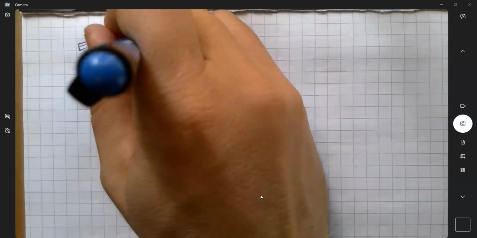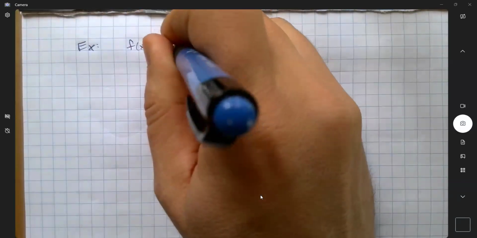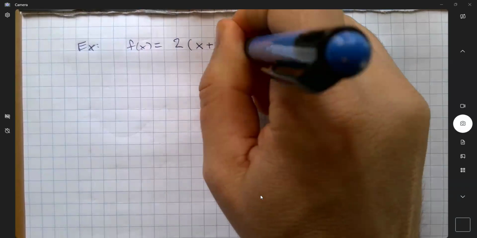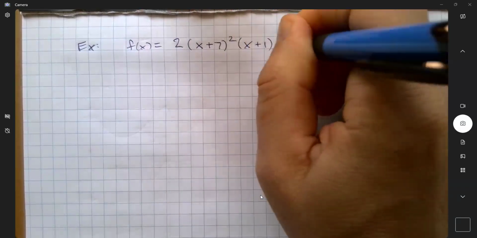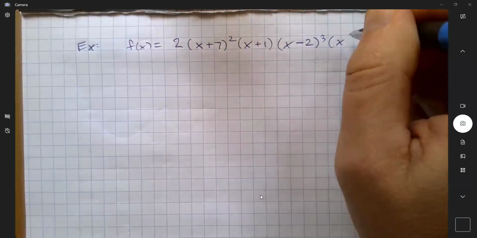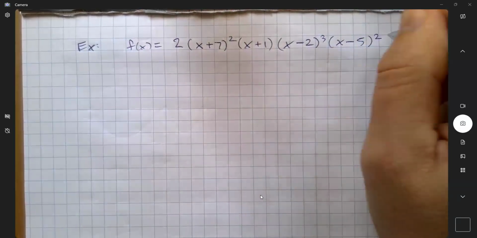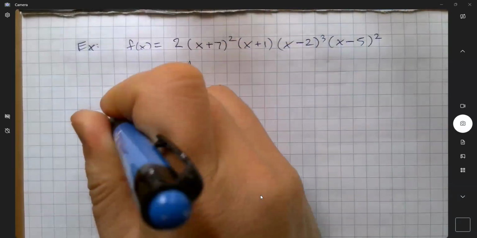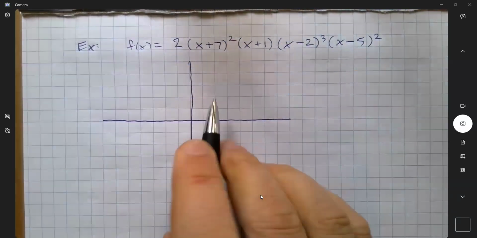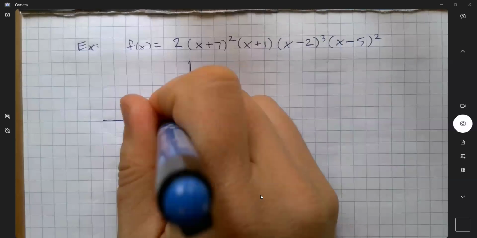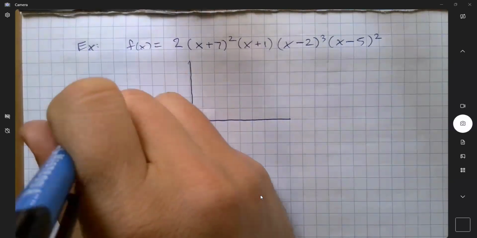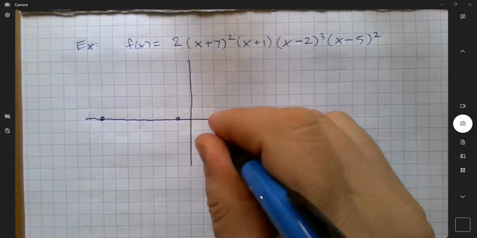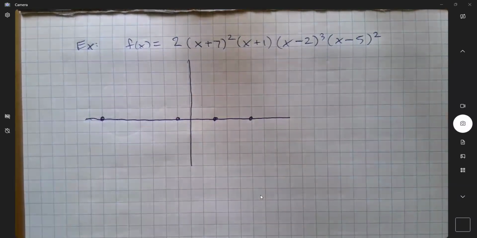Let's graph f of x equals 2 times (x plus 7) squared, (x plus 1), (x minus 2) cubed, and (x minus 5) squared. So our first step is to get our x-intercepts down, which we can just read off. We have one at -7 right there. We have one at -1. We have an x-intercept at +2 and an x-intercept at +5.